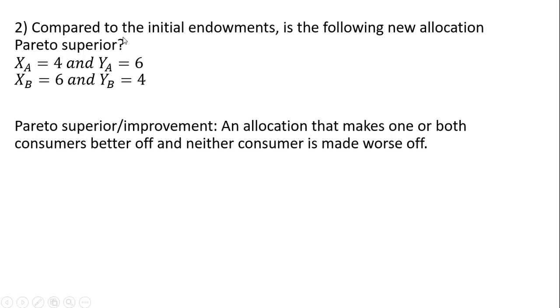In example 2, compared to the initial endowments, is the following new allocation Pareto Superior? In this case, consumer A has 4 units of X and 6 units of Y, and consumer B has 6 units of X and 4 units of Y.